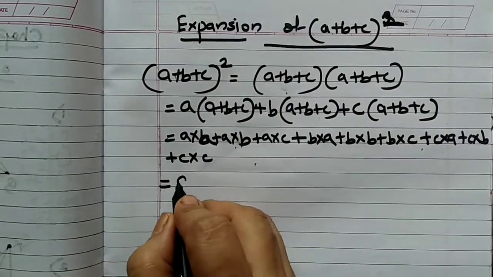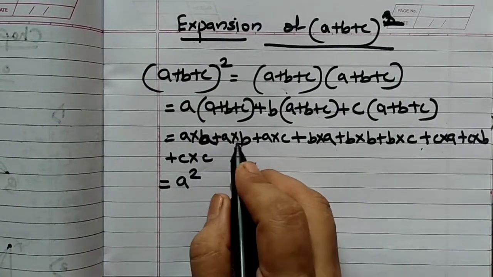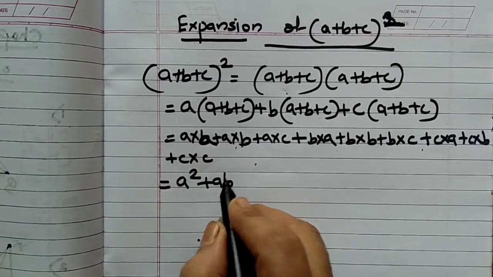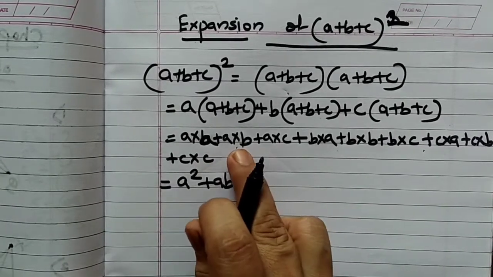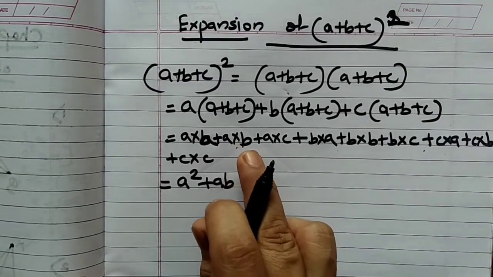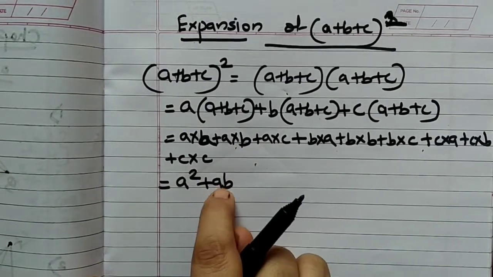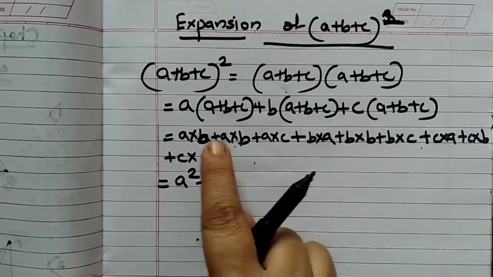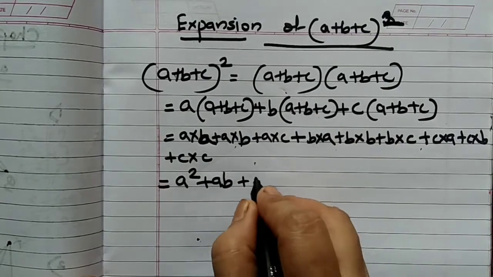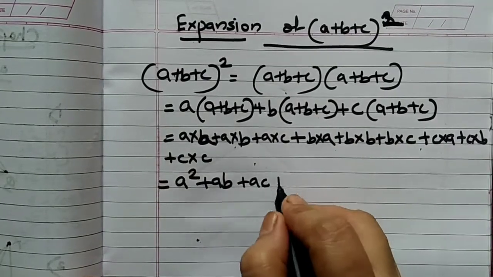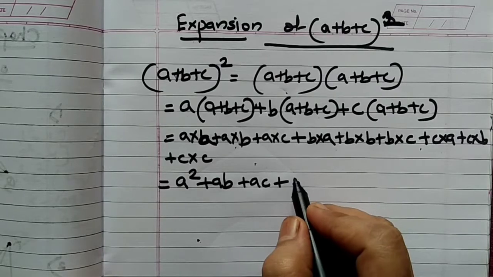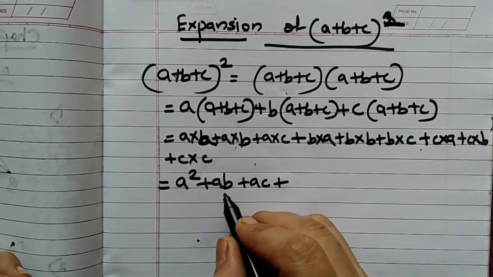So A into A will give me A square. A into B will give me AB. Now whenever there is a multiplication sign between two alphabets, when we multiply, we just remove the multiplication sign. This shows that there is a multiplication sign, but we don't write it always. Plus A into C, that is AC. Plus again here B into A. So I can write it as BA, or I can write it as AB also.